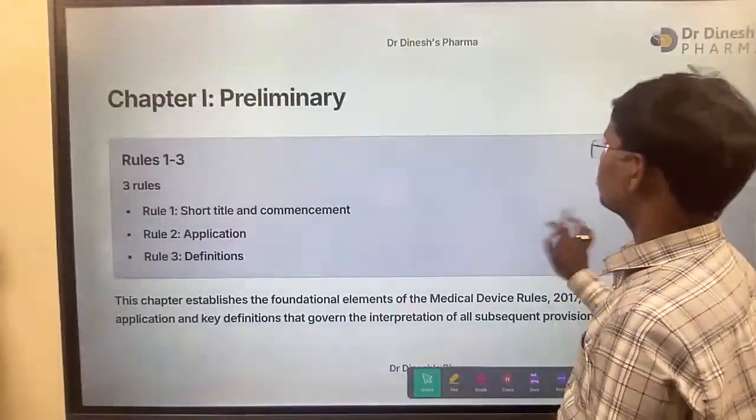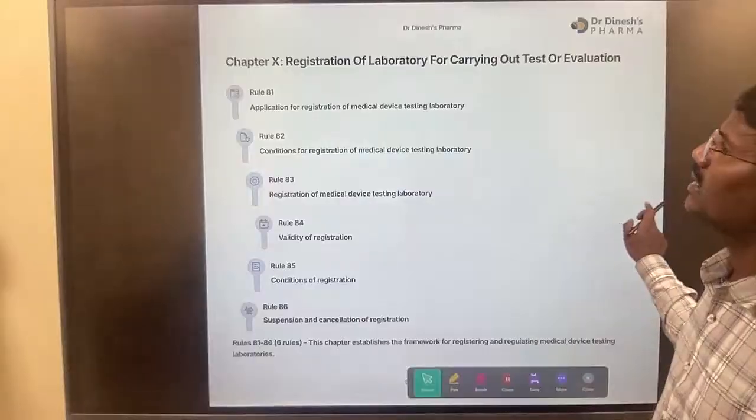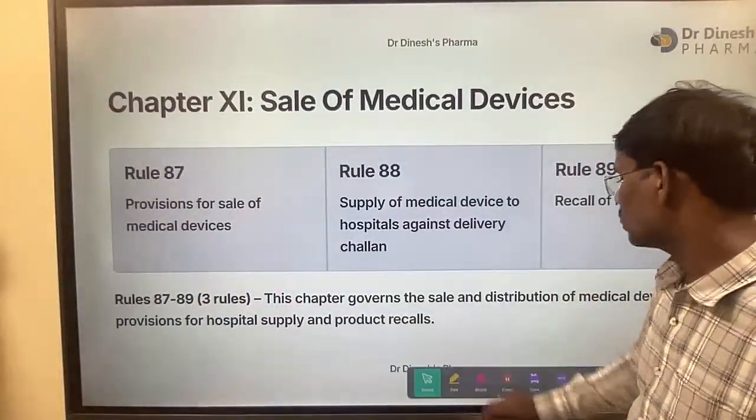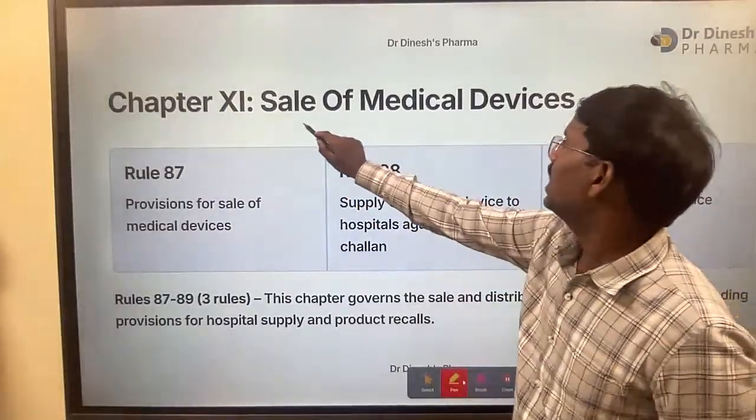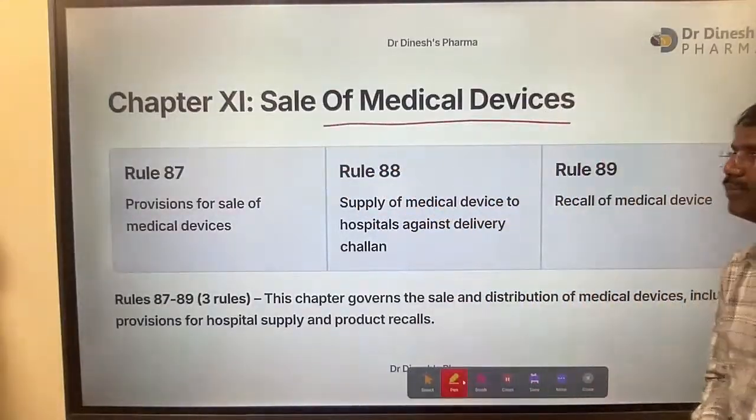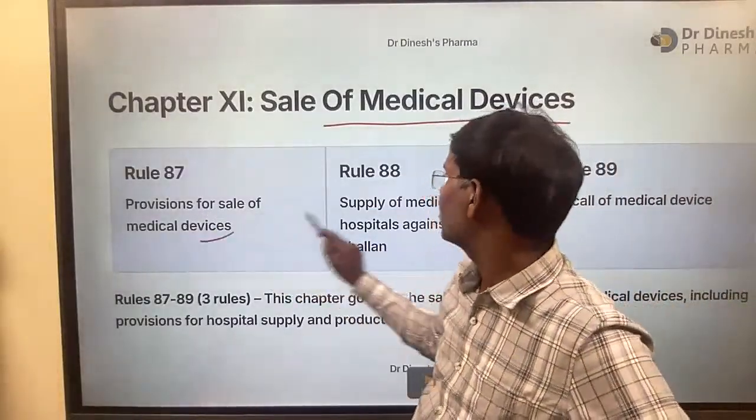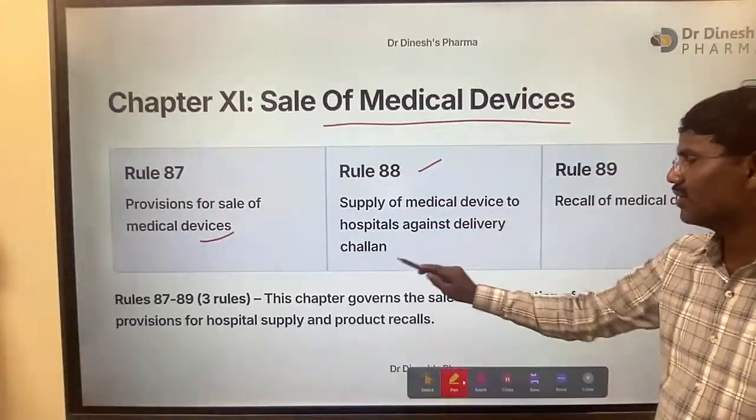Yeah, we'll go to the 10th chapter. 10th chapter talks about testing laboratory. Then coming to the 11th chapter. 11th chapter talks about sale of medical devices. Rule number 87 talks about provisions for sale of medical device. 88 talks about supply of medical device to hospitals against delivery challan.